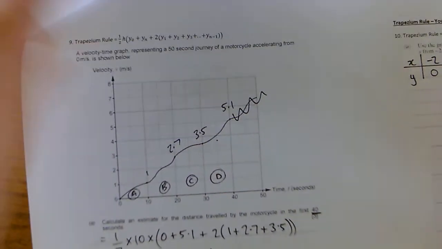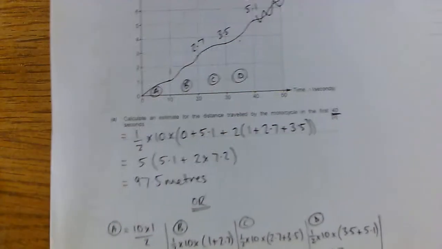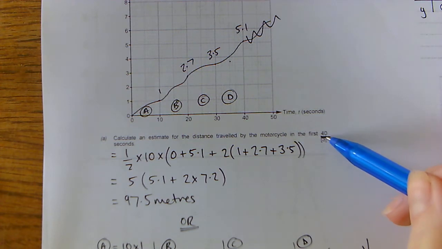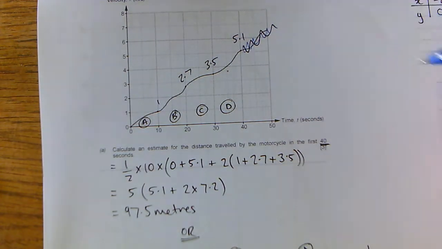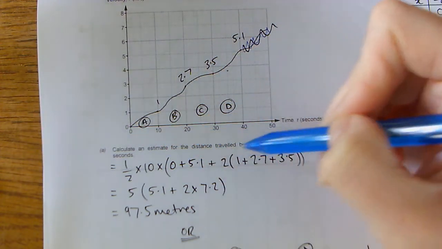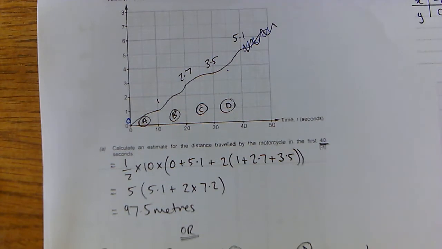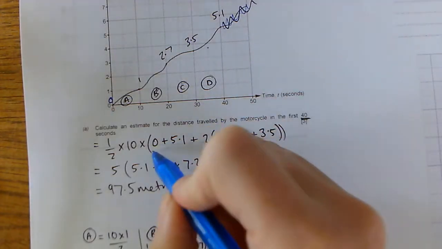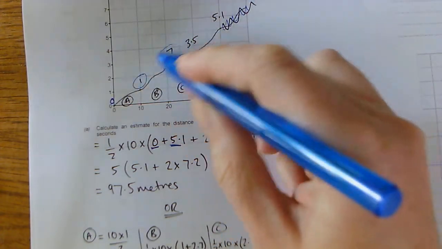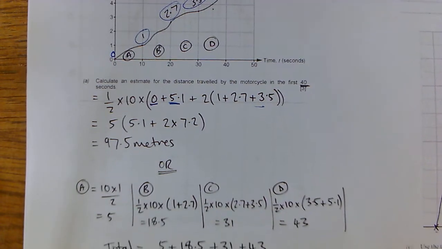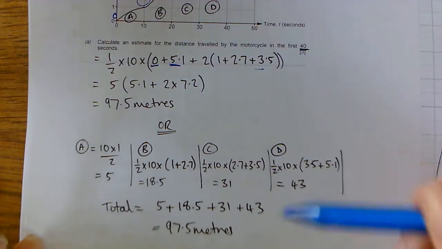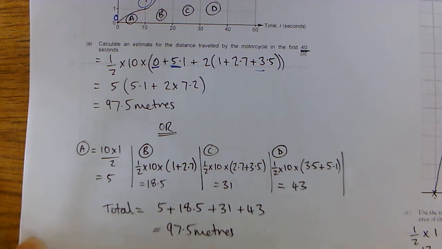So, final set of questions. This question did it again. It asks you just to estimate it for the first 40 seconds. So I scribbled off this bit here because I didn't need it. I've put my readings on here. Obviously it's starting at 0, so that's my first value. So that was my first point, that was my last point, and those values there came from my middle points here. So it's 97.5 metres, or if you've done it bit by bit again, there you are, 97.5 metres.